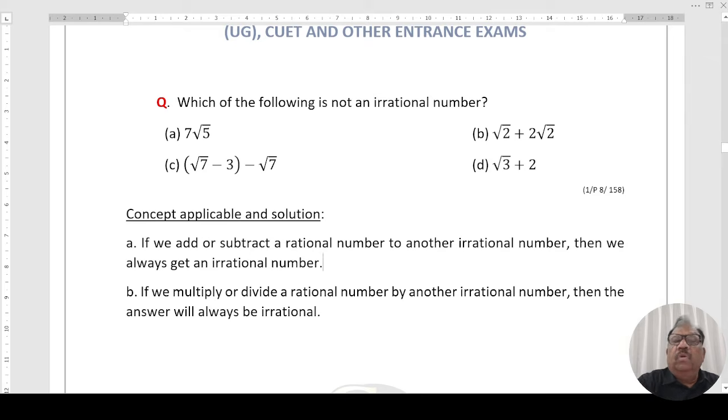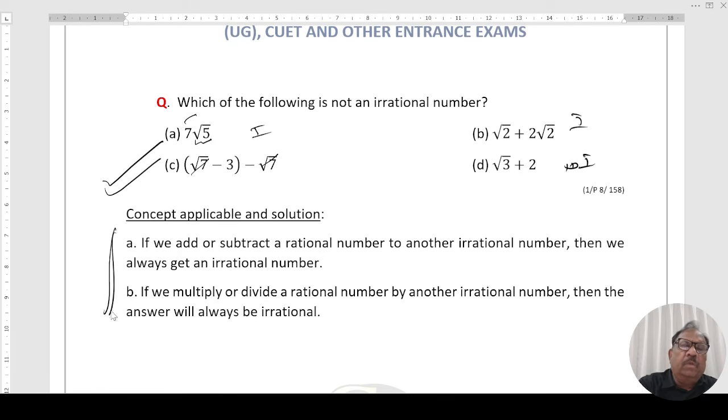Question: which of the following is not an irrational number? In this case, root 5 is irrational because it is not a perfect square. 7 is rational. Multiplication is similar in this case, so the remaining is minus 2. So of the options, this is irrational, this is irrational, this is irrational, and this is not irrational. So C is the correct answer. You have to follow this concept.